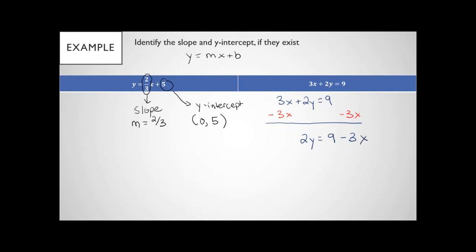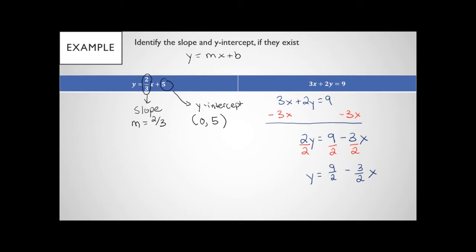Now we want to get rid of the 2 that's in front of the y. We're going to do that by dividing everything by 2. This means everything, so every term gets divided by 2. That will leave me y equals 9/2 minus 3/2 x. So now we're in slope-intercept form. Even though the x is last, it's still slope-intercept form because we still have it solved for y. Now we need to identify what the slope and the y-intercept are.